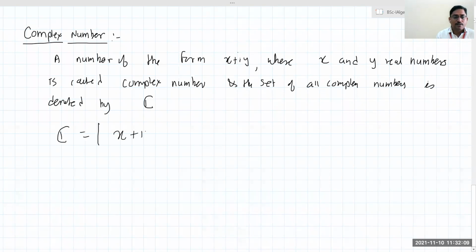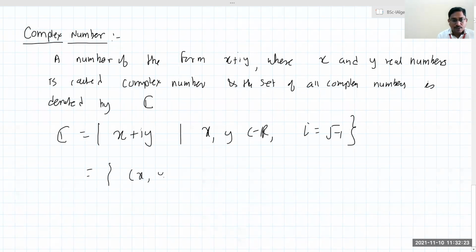I would write the number of this form where x and y are real numbers, and what is i? i is square root of minus 1. That's it. So this is one representation of this. Another representation is the Cartesian ordered pair form, where x and y are real numbers. This is also a representation of complex number.